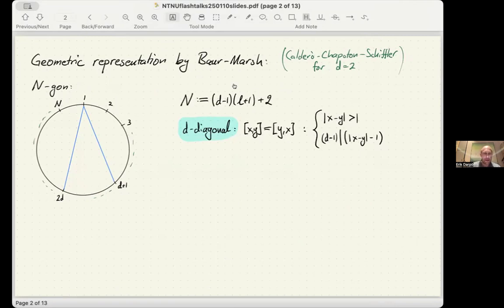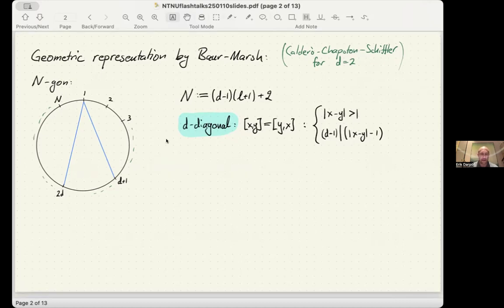So if we let n be this number, which you see. Can you see my cursor, by the way? You can, good. And you consider an n-gon. A diagonal in such an n-gon is what we call a d-diagonal if the distance between the two points, minus 1, is divisible by d-1. And it turns out that d-diagonals in this n-gon correspond precisely to indecomposable objects in the cluster category.